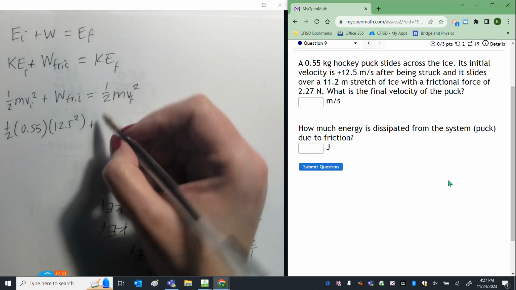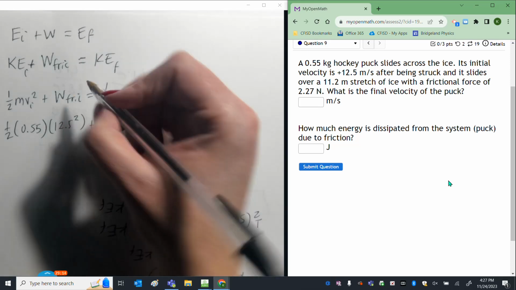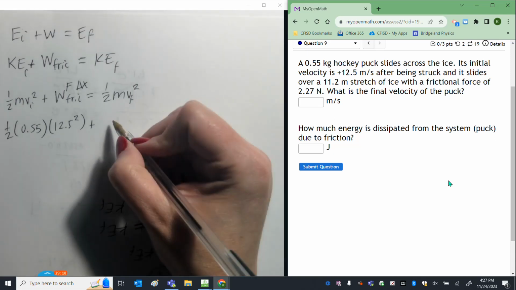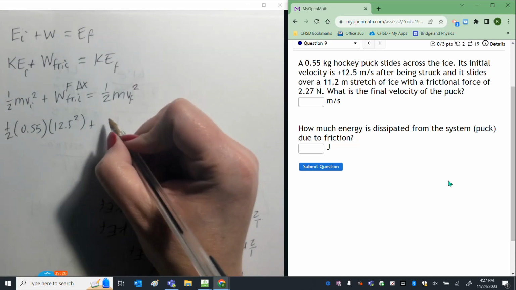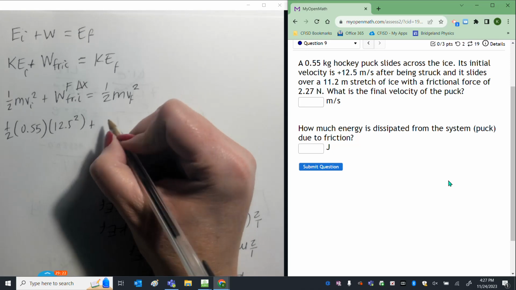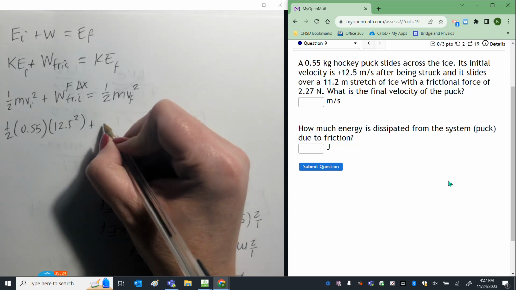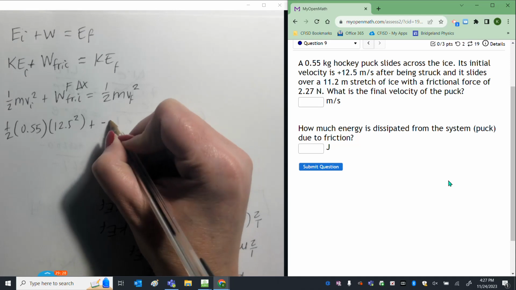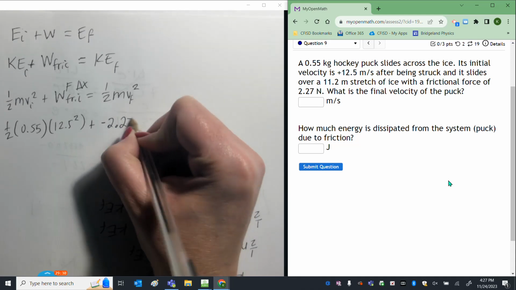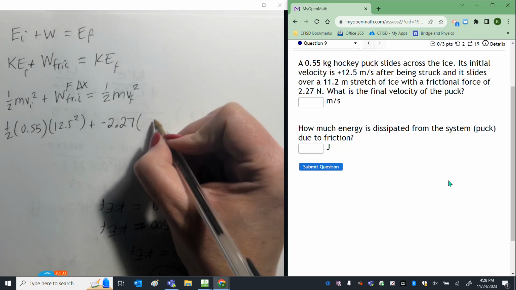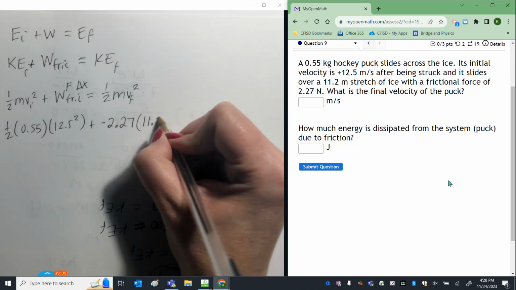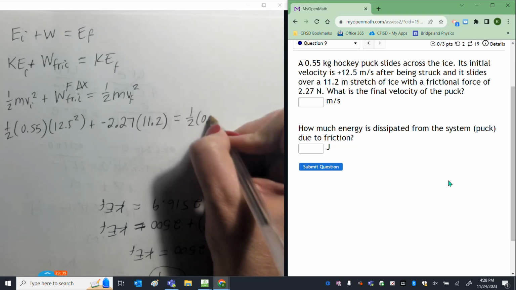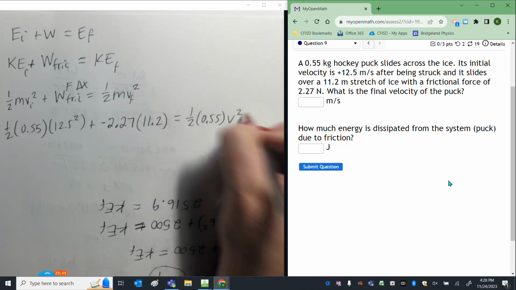Again, work done by friction, work in general is force times displacement. Okay, and so here it tells us the force and the displacement. It tells us the frictional force is 2.27 newtons. You need to remember that's negative. Friction doesn't add energy, it takes it away. Negative 2.27 newtons times the displacement, 11.2, equals 1/2, again the mass is still the same, 0.55 v squared.